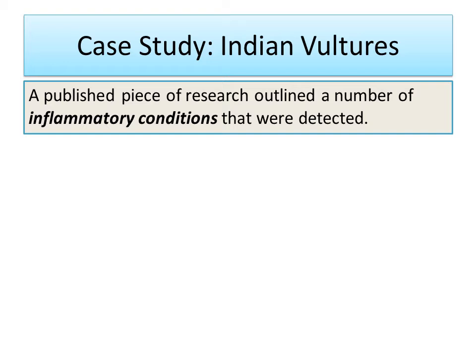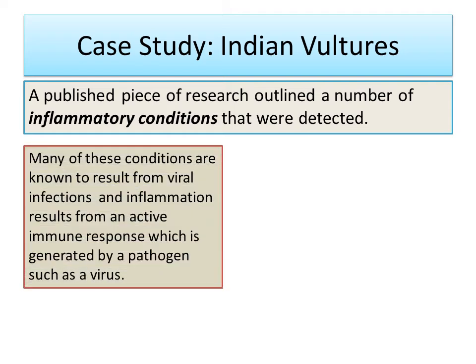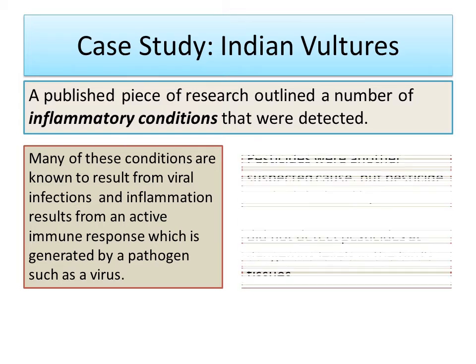From this they published a piece of research, and it outlined that there were a number of inflammatory conditions detected in the dead birds. Now, inflammatory conditions quite often result from some kind of pathogen, where the immune system starts to react to some kind of stimulus, which is very often a pathogen. From this they concluded that it was likely that these inflammatory conditions were caused by a pathogen which hadn't been identified, such as a virus.